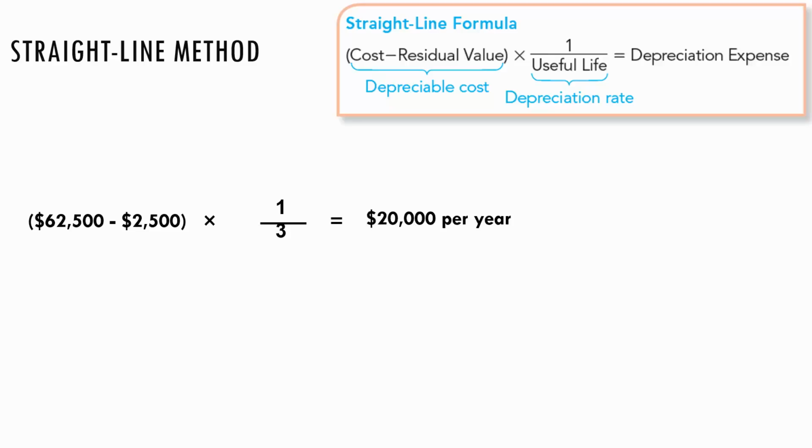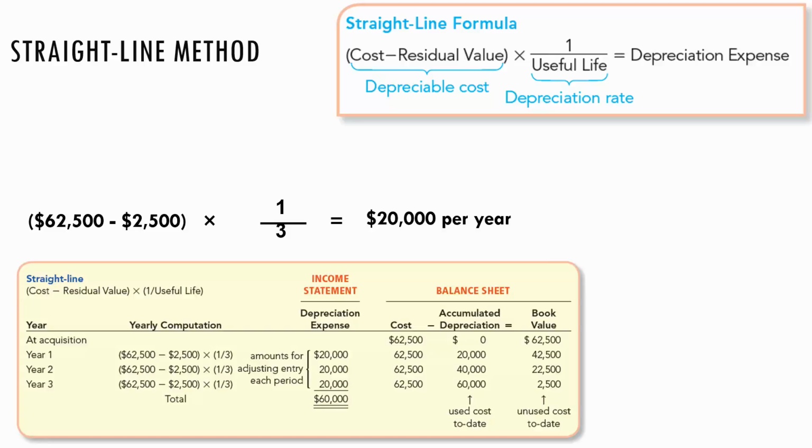So if this were an asset that cost $62,500 and we expected to be able to sell it for $2,500 at the end, then $60,000 would be the amount which we need to remove from our books in depreciation expense over 3 years, or we would take $20,000 per year to depreciation expense.